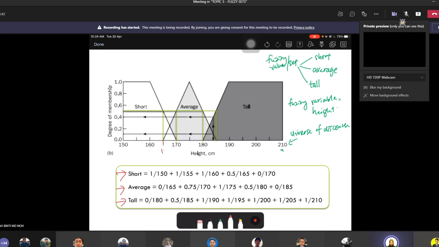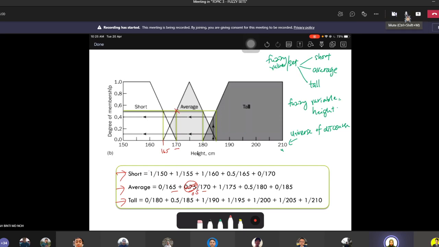Average kita tahu dia start dekat sini 165 and then kita ambil the next element 170. Kita baca lagi dekat graph. Oh, 170 tu salah kan value ni? Tak perasan tadi ni. Ni salah ni. 0.5 patutnya. 170 is here kan? Betul? Betul. 0.5. So value sini 0.5. Okay. 175 kalau kita baca kat sini dia atas ni. So dia puncak tu. So dia dapat 1. 180. Okay. 0.5. Yang ni. And then 185. 185 dia dah sampai ke 0. That is for set average. Okay. Boleh?